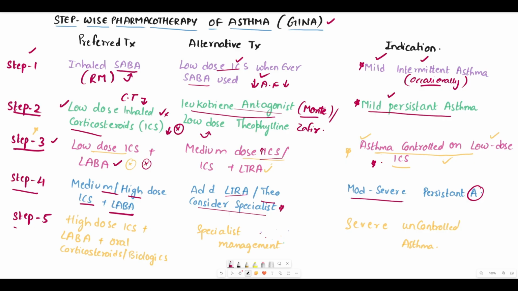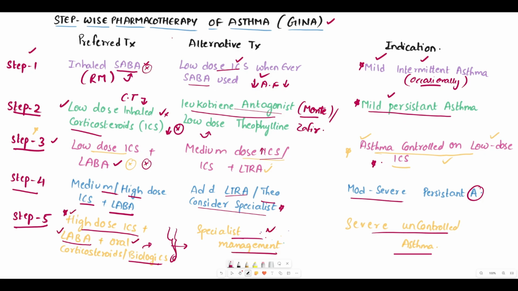And coming to the next one, which is the last step, step 5. This is mainly for the severe uncontrolled asthma. Even after providing the optimal treatment, if the asthma is still not controlled, these patients usually require high dose inhaled corticosteroids. Along with that, the long acting beta 2 agonist will be provided. And in some cases, oral corticosteroids or new biologics like omalizumab can be given. All these are the advanced therapies. Treatment at this stage should be managed by the asthma specialist. And that's the complete overview of asthma treatment strategy and the GINA stepwise approach.